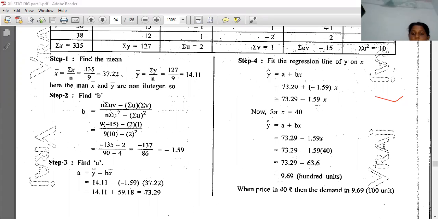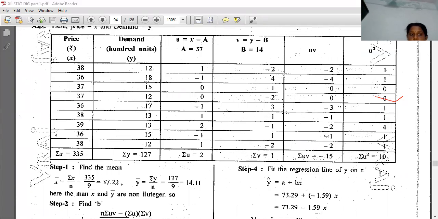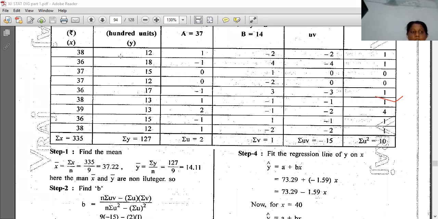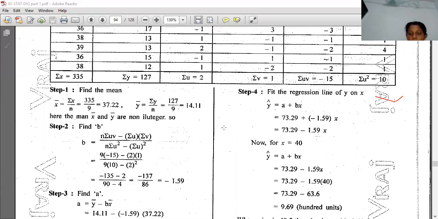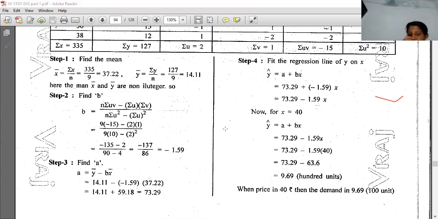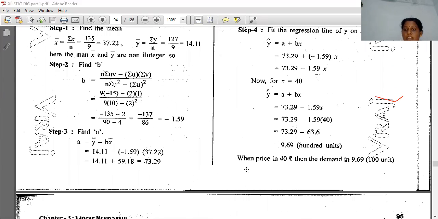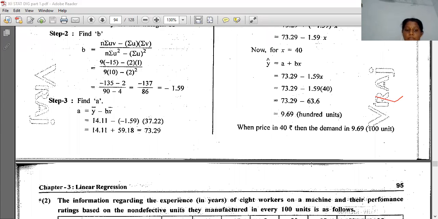Okay. Now the unit you have to write, that is 100 units. 9.69 hundred units. See, in y we are finding y cap, so whatever unit is given in y, that unit only you have to write, that is 100 units. The unit of y you have to say. Again and again I am saying that, so don't make the mistake of putting the unit of x. So that is 100 units. So when the price is 40 rupees, then the demand is 9.69 hundred units. So this is your final answer, the value of y cap.